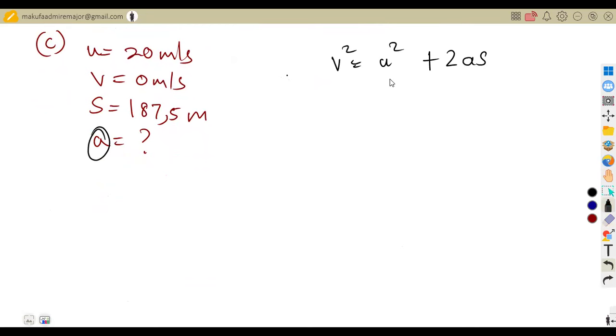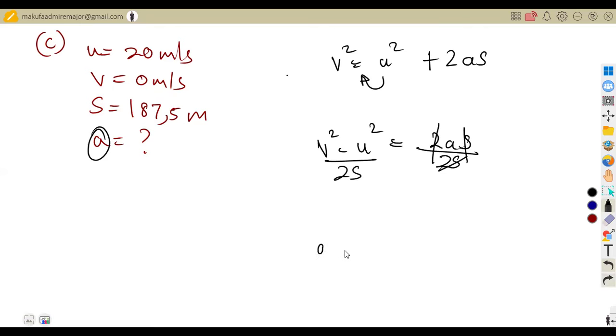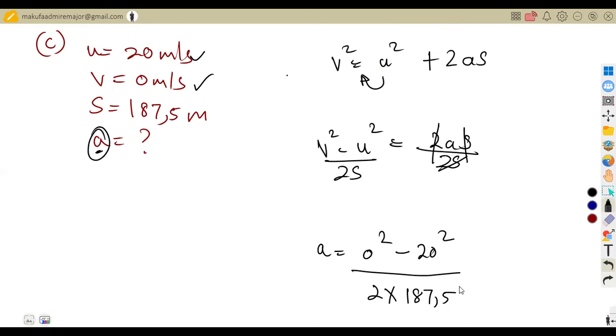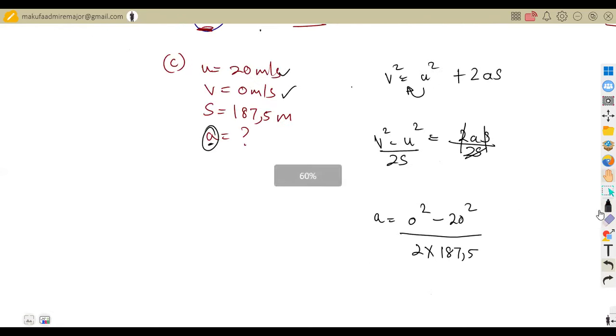Transposing, V squared minus U squared equals 2AS. Since we need A, we divide both sides by 2S, and we are left with the acceleration. But obtaining a negative means this is deceleration, and that is what is supposed to happen. So it is 0 squared minus U, which is 20 squared, everything over 2 times S, 187.5. Just like that, you are done. This gives us a negative value, negative 1.0666..., which is 1.067 meters per square second.